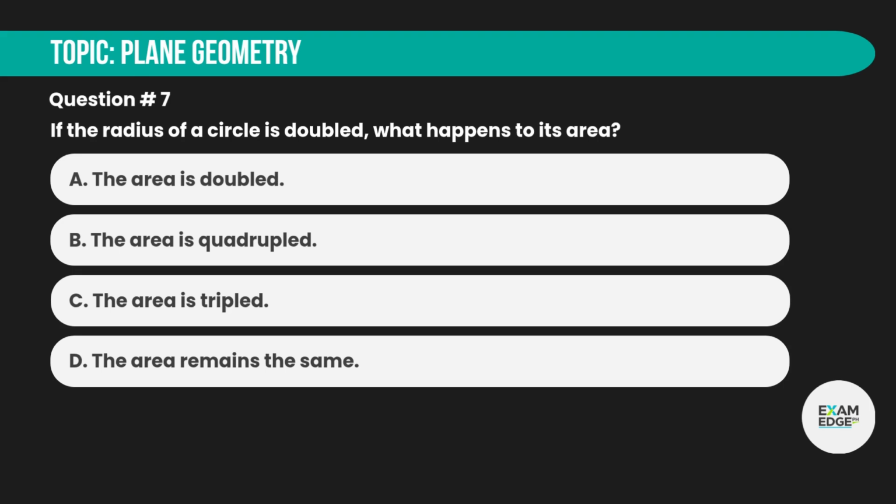Question number 7. If the radius of a circle is doubled, what happens to its area? A. The area is doubled. B. The area is quadrupled. C. The area is tripled. D. The area remains the same. Correct answer. B. The area is quadrupled.